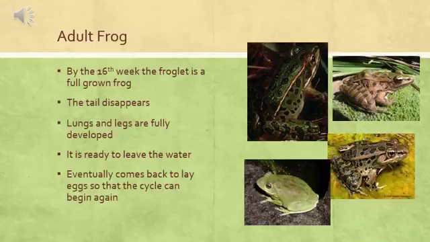The final stage is the adult frog. By the 16th week, the froglet is a full-grown frog. The tail disappears. The lungs and legs are fully developed. It is ready to leave the water. It eventually comes back to lay eggs so that the cycle can begin again.